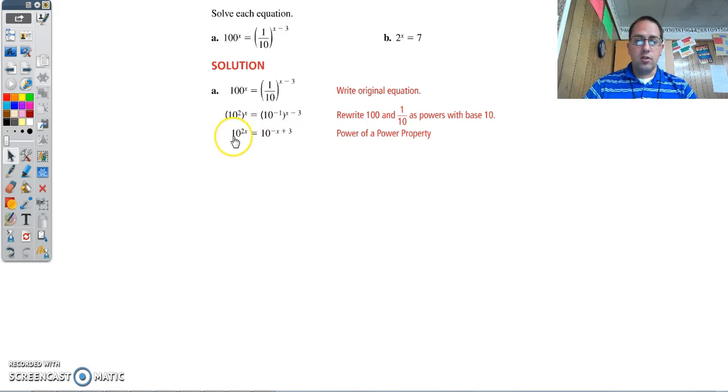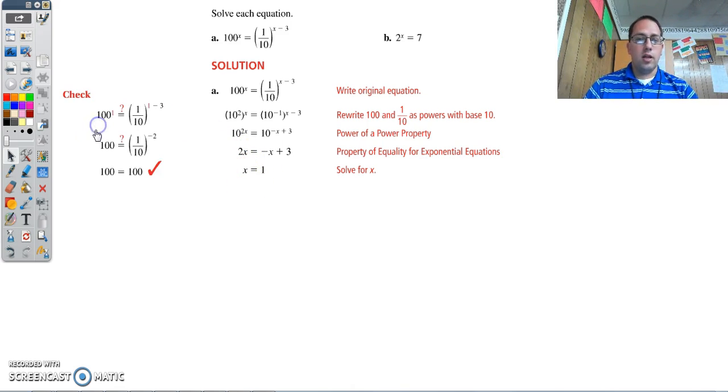Now our bases are the same, and both sides equal each other, so since the bases are the same, the exponents must also be the same. So what that means is that 2x equals negative x plus 3. This is the property of equality for exponential equations, what we just talked about. Well, now we have this nice little linear equation, and so we can solve this just like we did back in middle school. And so you add x to both sides, divide by 3, you have x equals 1.